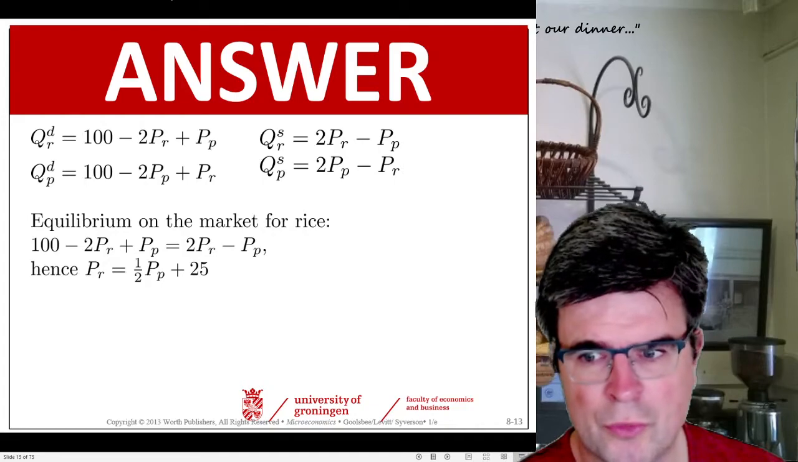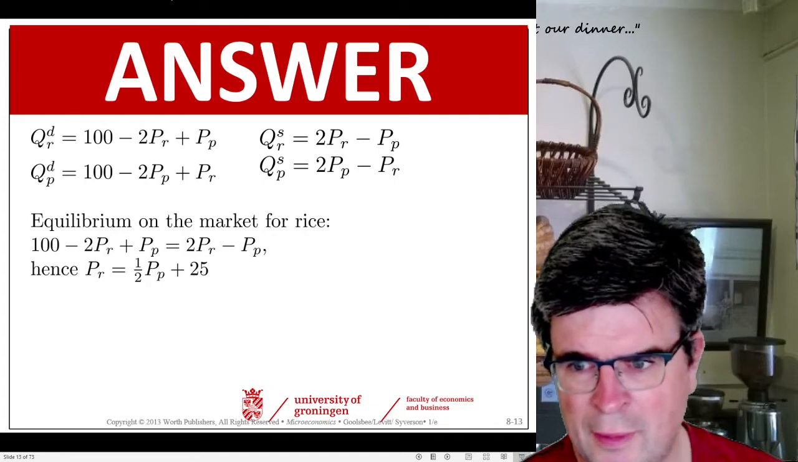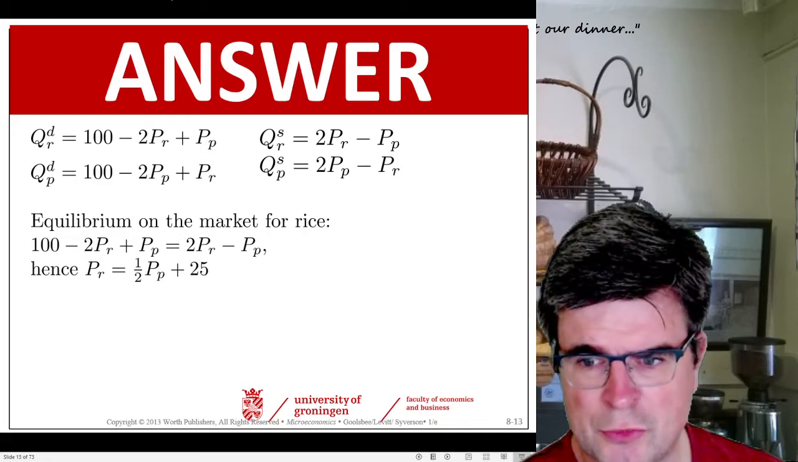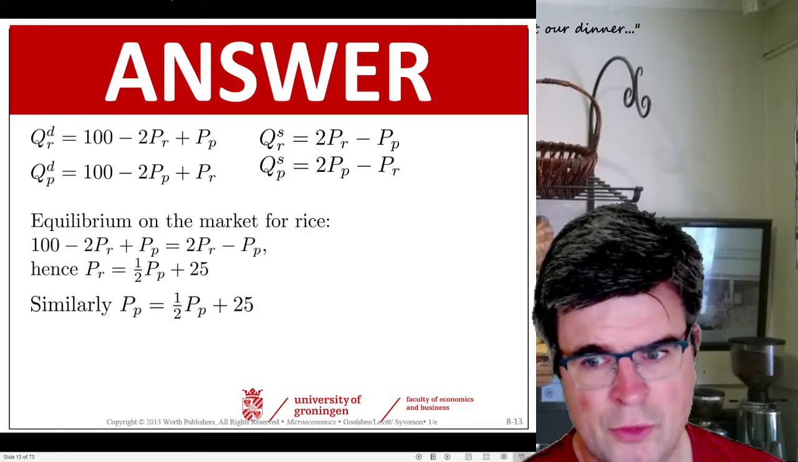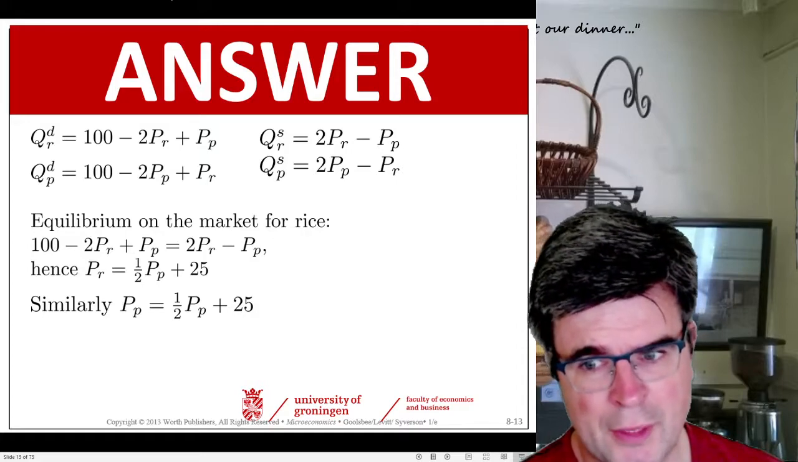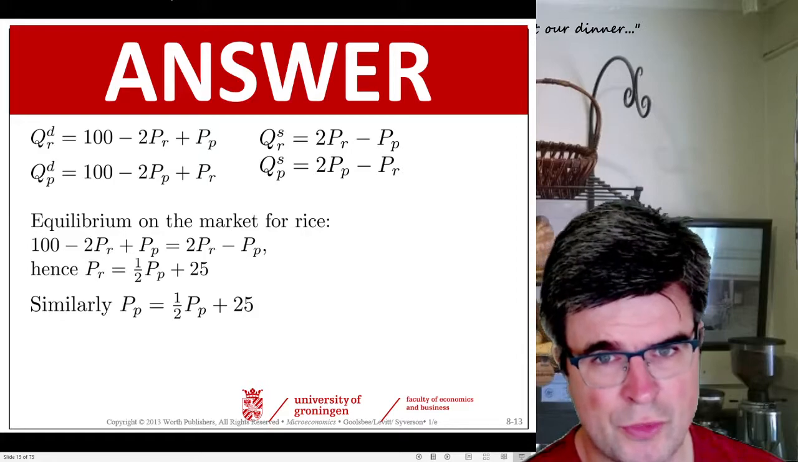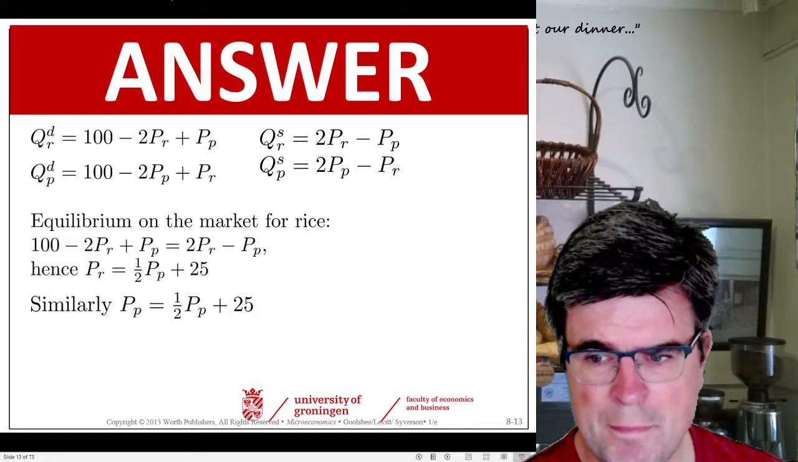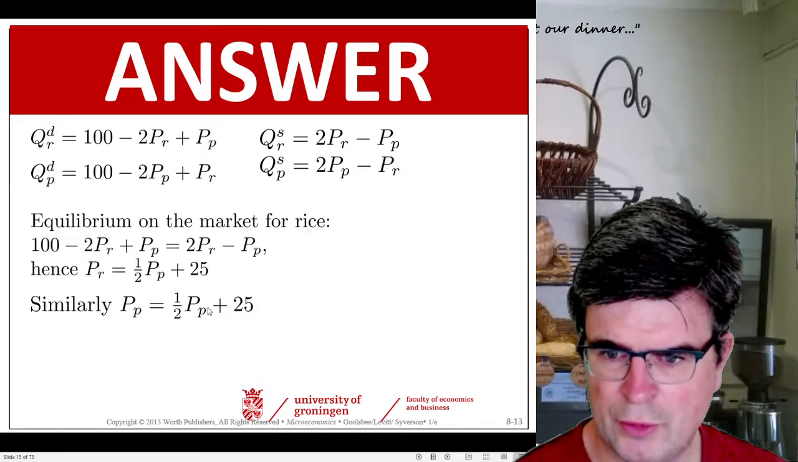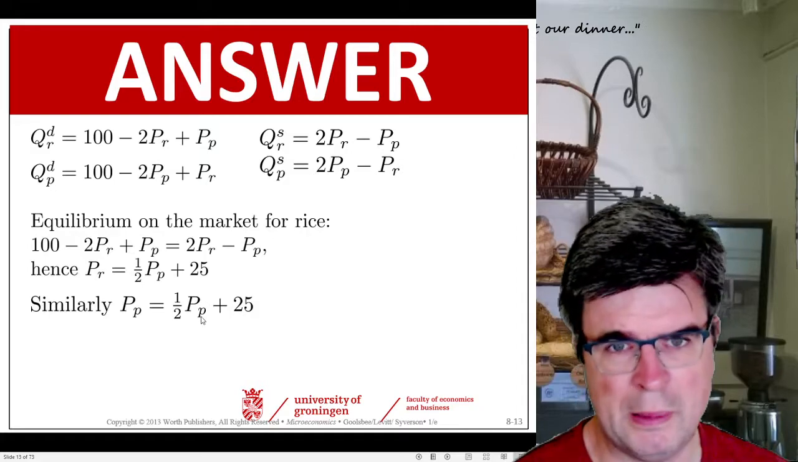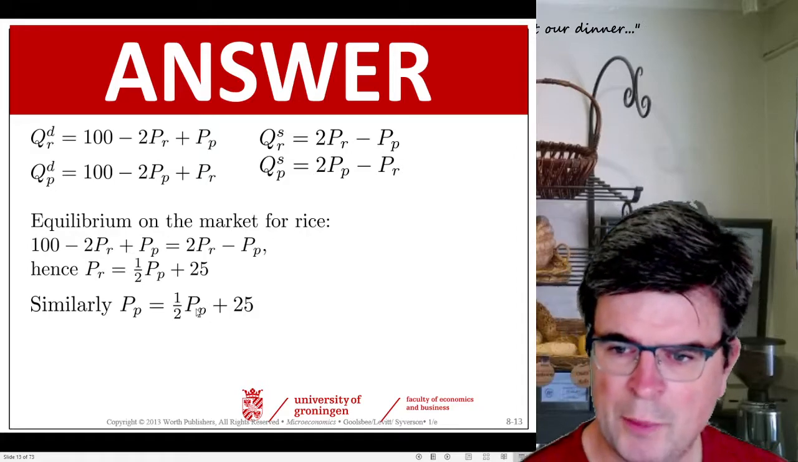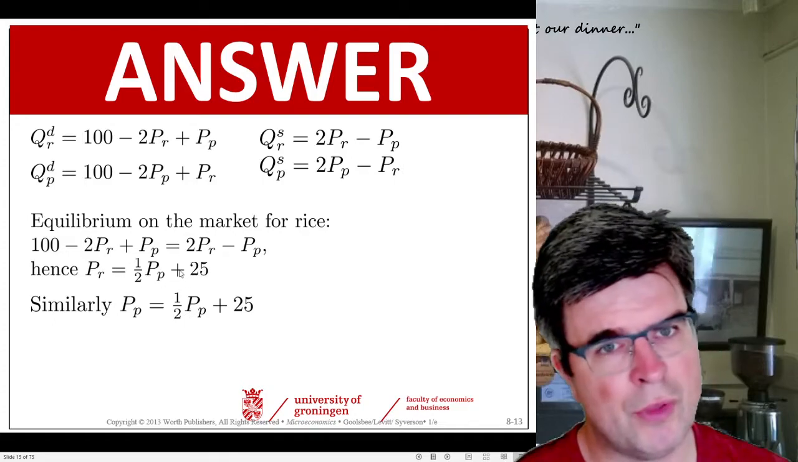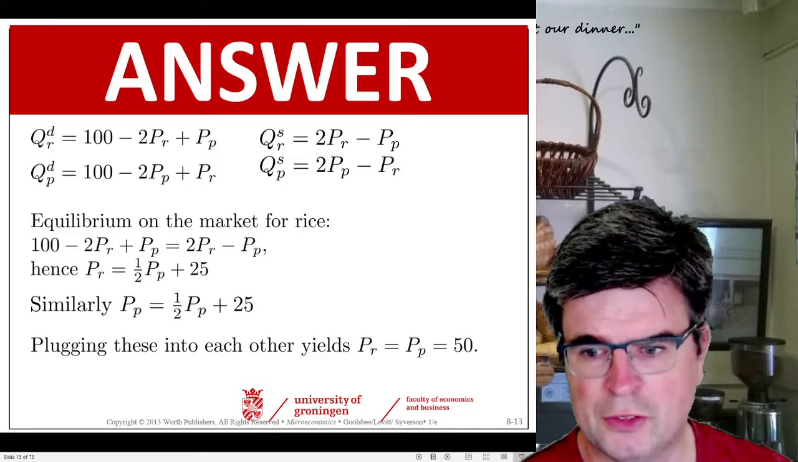If we look at the market for rice and we equate supply and demand, we get an expression of the price of rice as a function of the price of potatoes. Similarly, we can do this for the market for potatoes, and we get an expression of the price of potatoes as a function of the price of rice. Now we can replace, and here we should have an R. This PP should be PR, of course. And we could replace the PR on the right-hand side here by the expression that we found for the market for rice, and then solve for the price of potatoes.